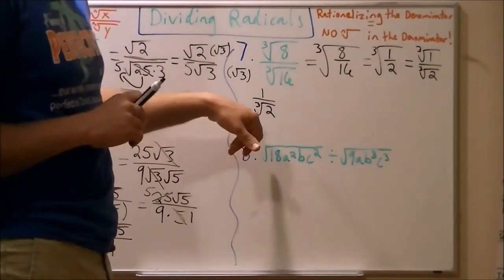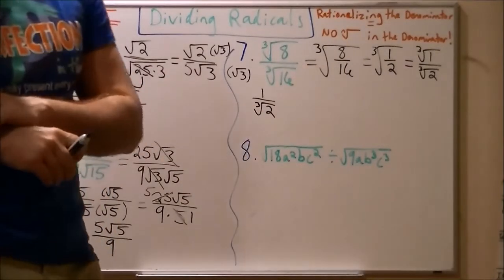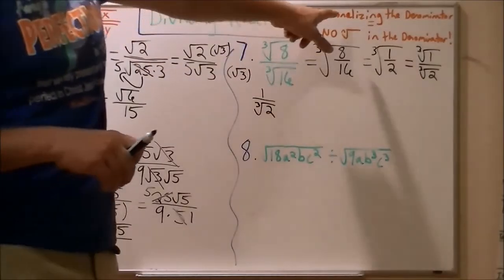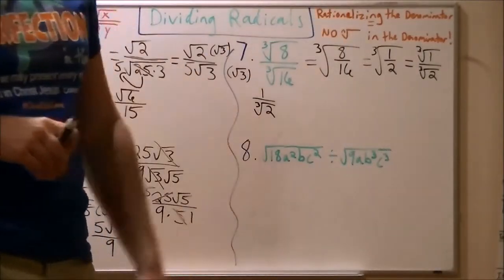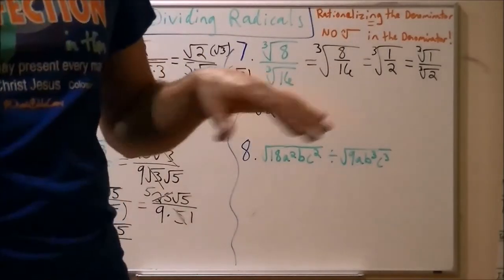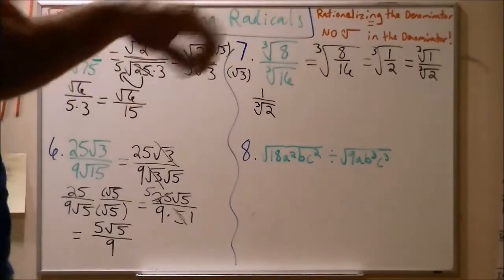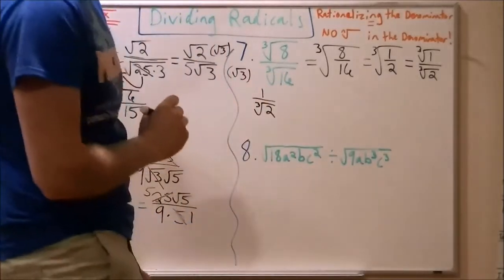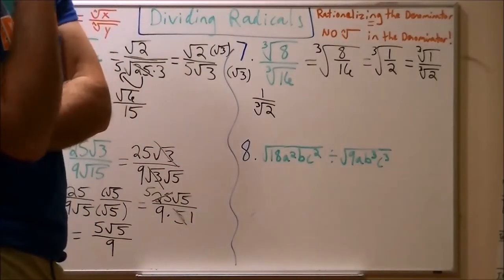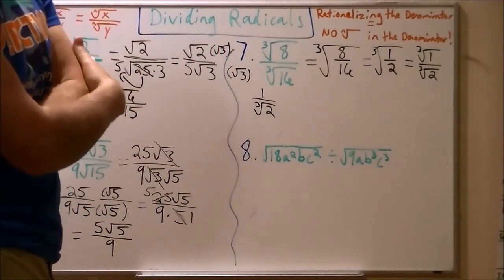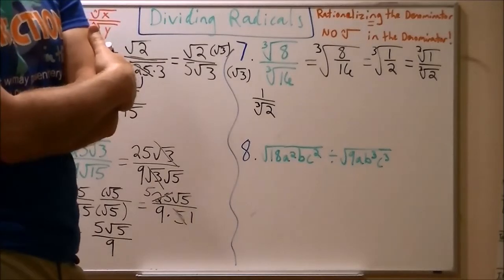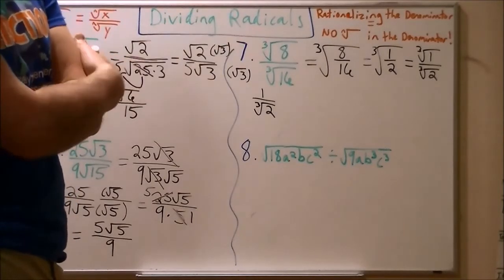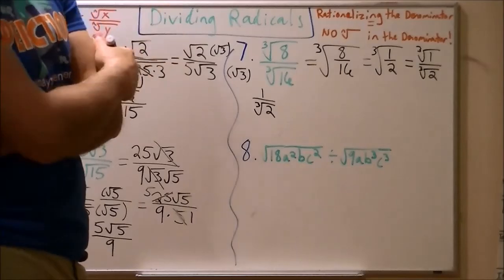And here is why. I have a root on the bottom. And to have a rational answer, I cannot have any kind of root, whether it's square, whether it's cube, whether it's a Spanish cuatro or cinco root. I can't have those in the denominator. And so how do I get rid of a cubed root denominator? Now, pay close attention to this. This is a little bit different than a square root.